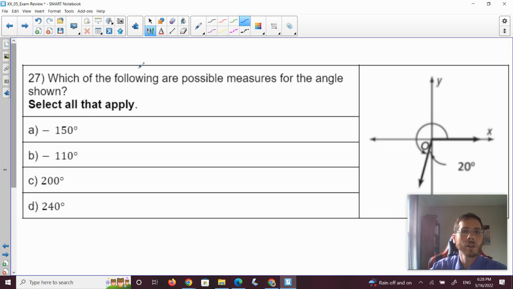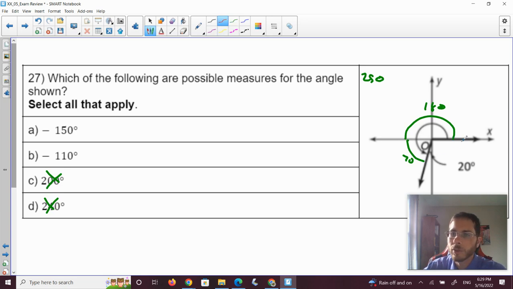Next one, what are possible measures for the angle shown? Select all that apply. So if we're going in the positive direction, you see we're going to go 180. And then over here we hit this. This is 20, which makes this 70. So that's going to be 250 in the positive direction. I don't see a 250 at all. Okay, that makes that easy.